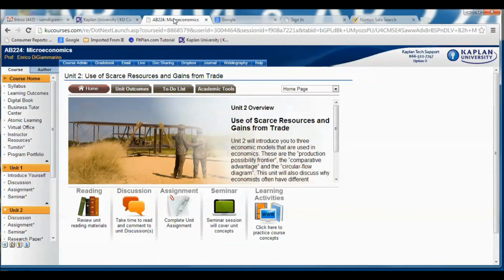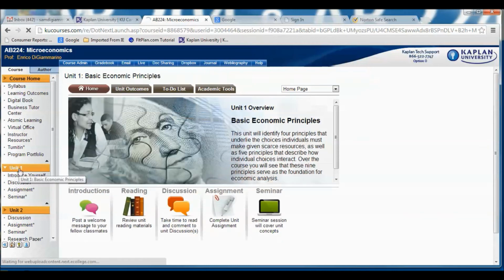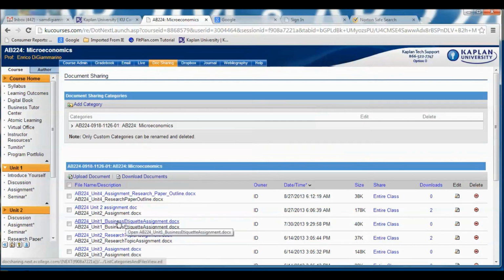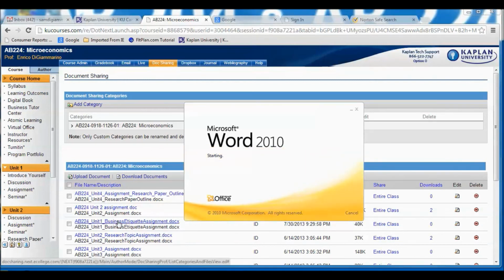So now what I'd like to do is go back to Unit 1. The reason I want to do that is I kind of skimmed over Unit 1, because the assignment for Unit 1 is a general education literacy assignment. If we go to that and come down here, you'll see it's a business etiquette assignment.